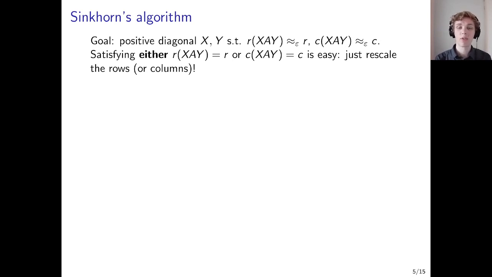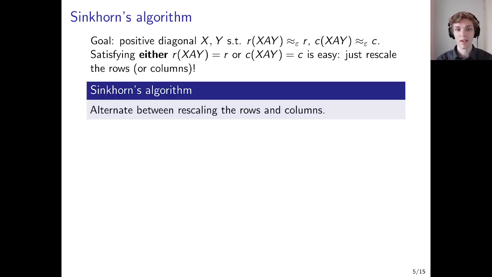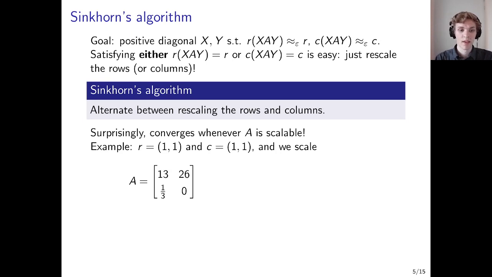Now, Sinkhorn's algorithm just alternates between these two. So it literally alternates between rescaling the rows and columns. Now the surprising thing is that it actually converges whenever A is scalable, and more about that later. We'll first look at an example now. So suppose that my targets were actually R is all ones and C is all ones, so I want to scale to a doubly stochastic matrix, that's what it's called.